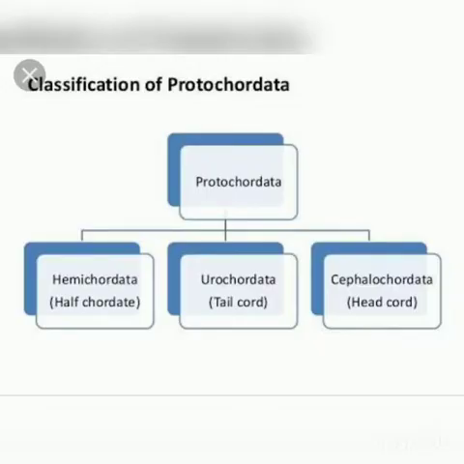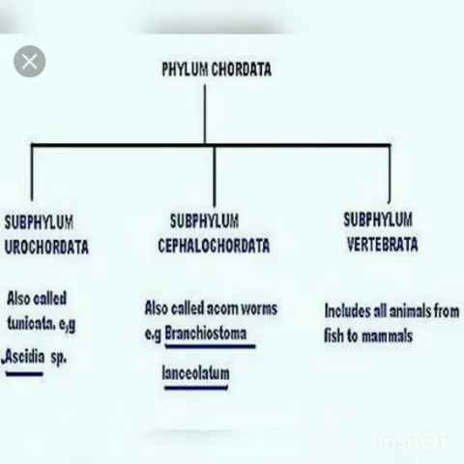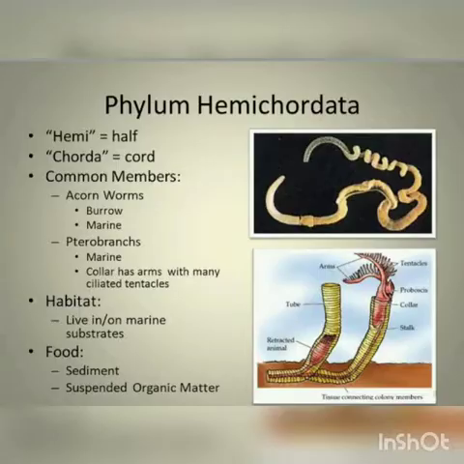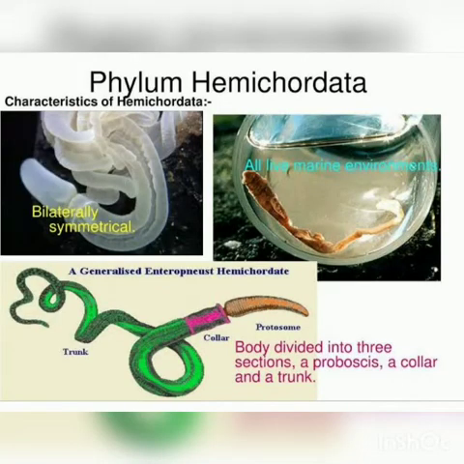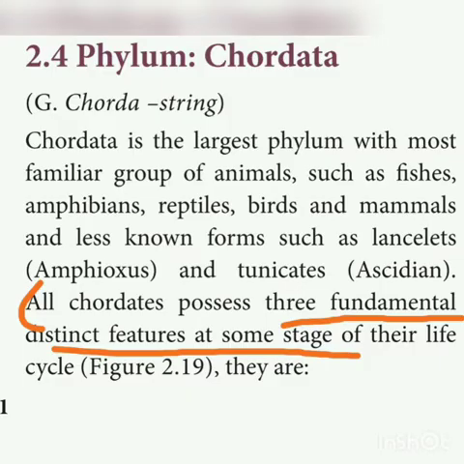Next one is the phylum Hemichordata. Hemichordata comes under prochordates or protochordates. This phylum consists of worm-like animals, so they are called acorn worms or tongue worms. The body is divided into proboscis, collar and a long trunk. Respiratory system is simple, respiration by paired gill slits. The larva in this is a Tornaria larva. Next one is phylum Chordata.